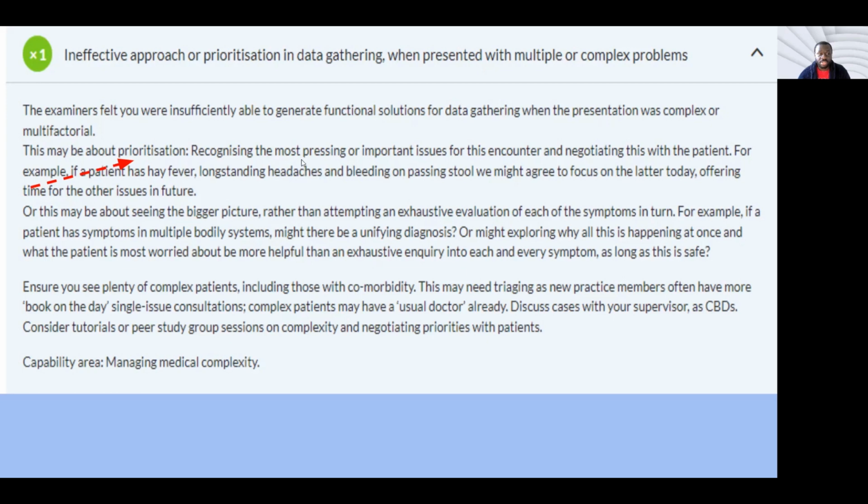And if you have time, obviously, you can touch on the headaches very quickly and rule out red flags for the headache. You probably need to still rule out red flags for those headaches, or if you're not able to do it, then obviously book the patient on an appointment to catch up with other symptoms, but pay attention to the most important, the most red flaggy sounding symptom. Prioritization.